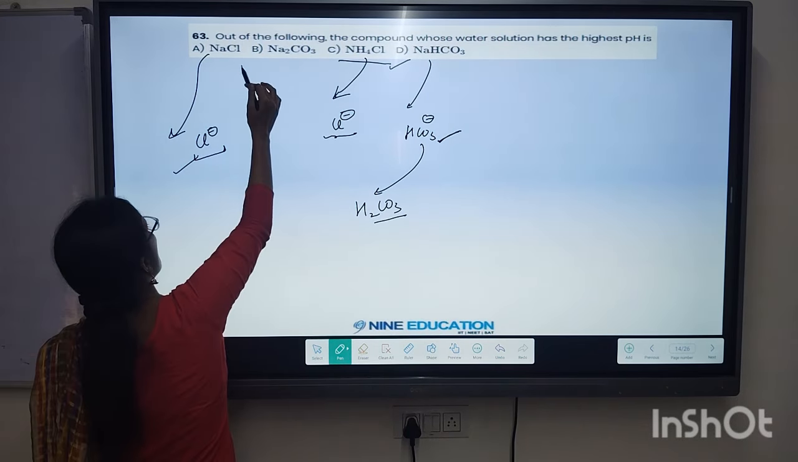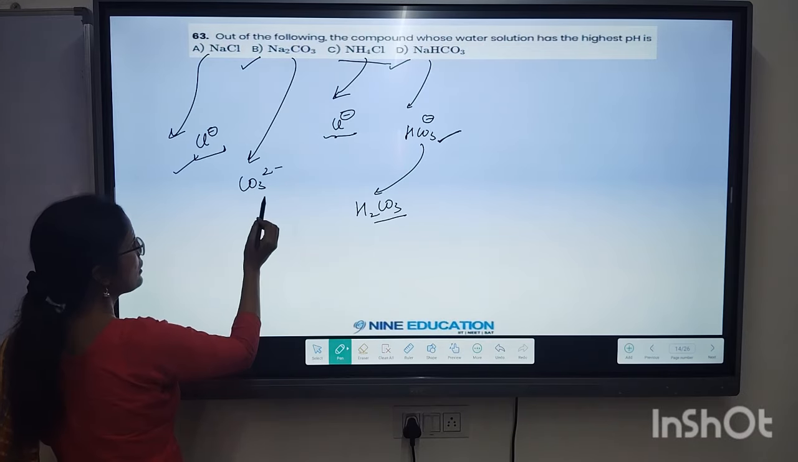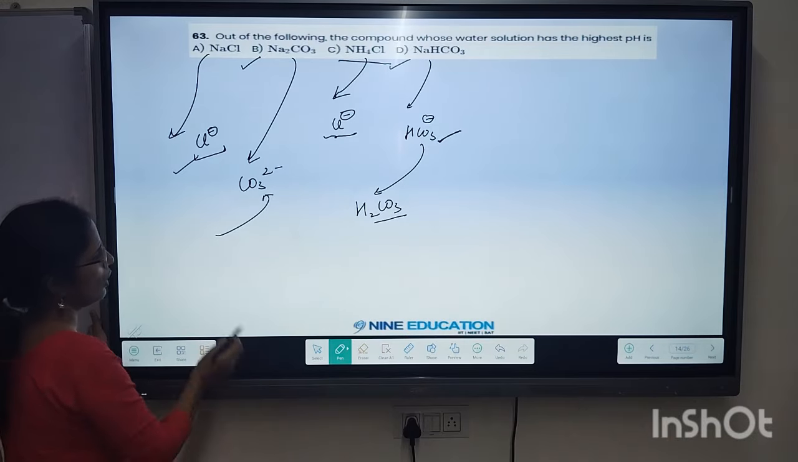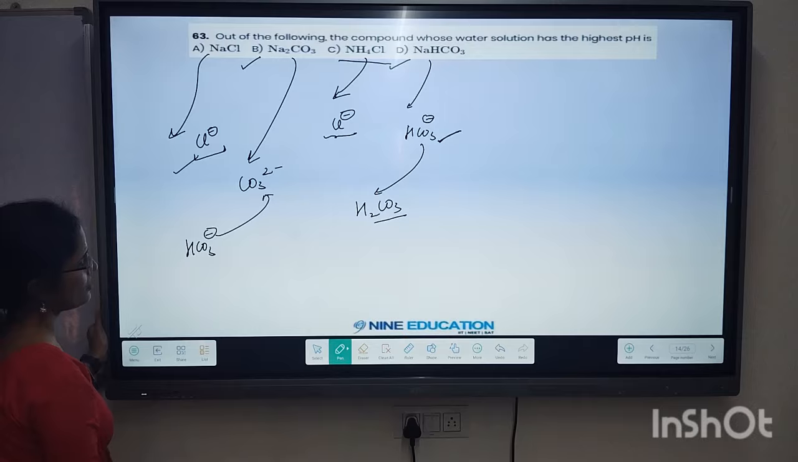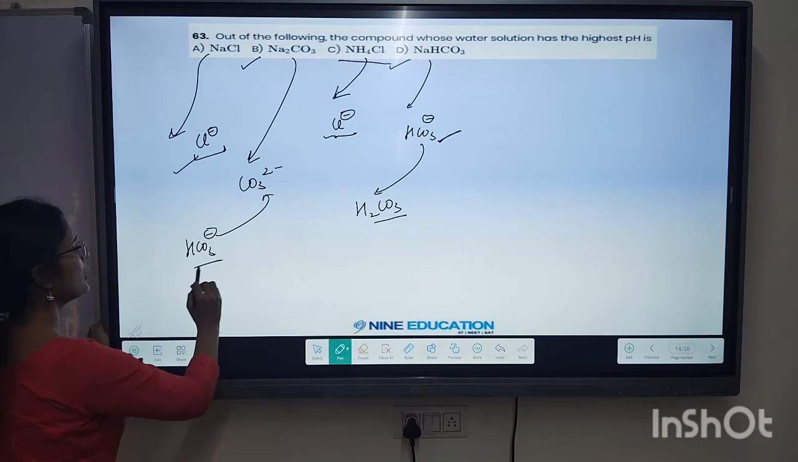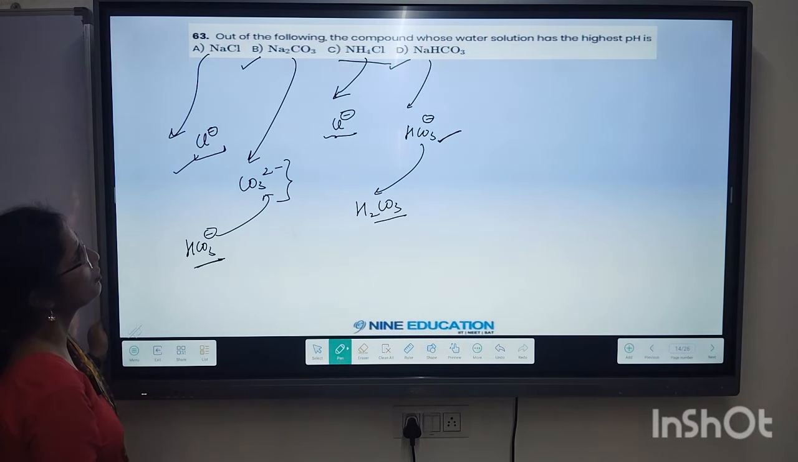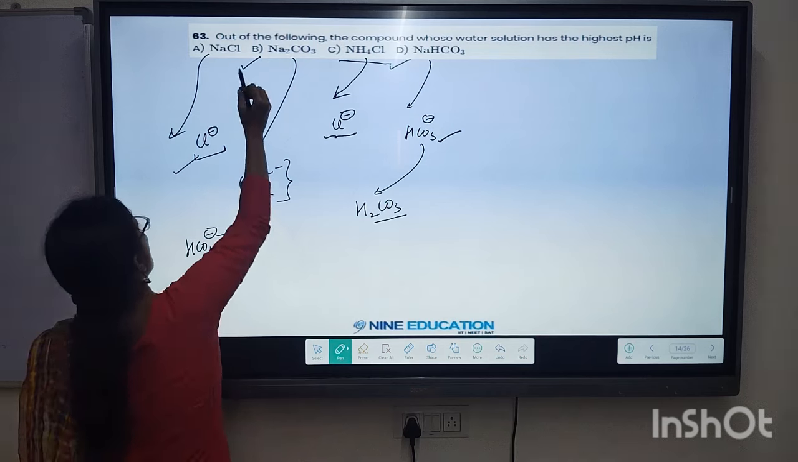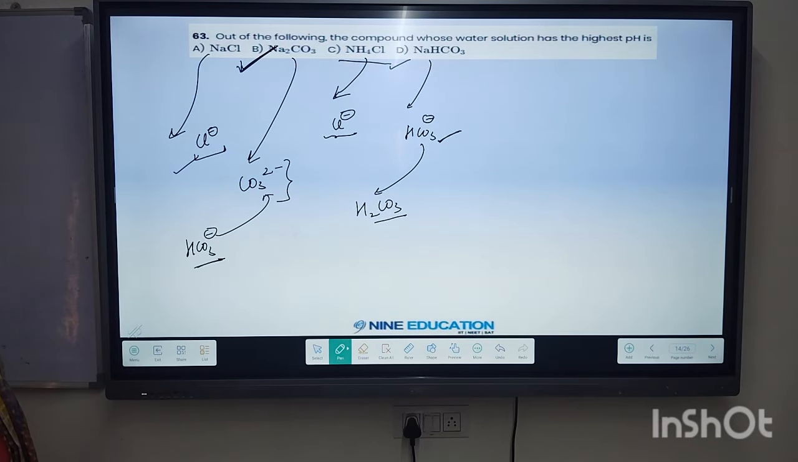But if you look at option B the corresponding anion which is given is what? CO3 2 minus, and CO3 2 minus has one conjugate acid which will be what? It's HCO3 minus, and as we know that H2CO3 is a weak acid, HCO3 minus is even a weaker acid, and if it is a weaker acid, CO3 2 minus will be what? It will be a very good base, right? When you put it in the water, it will make a basic solution having highest pH. So the correct answer here will be option B.